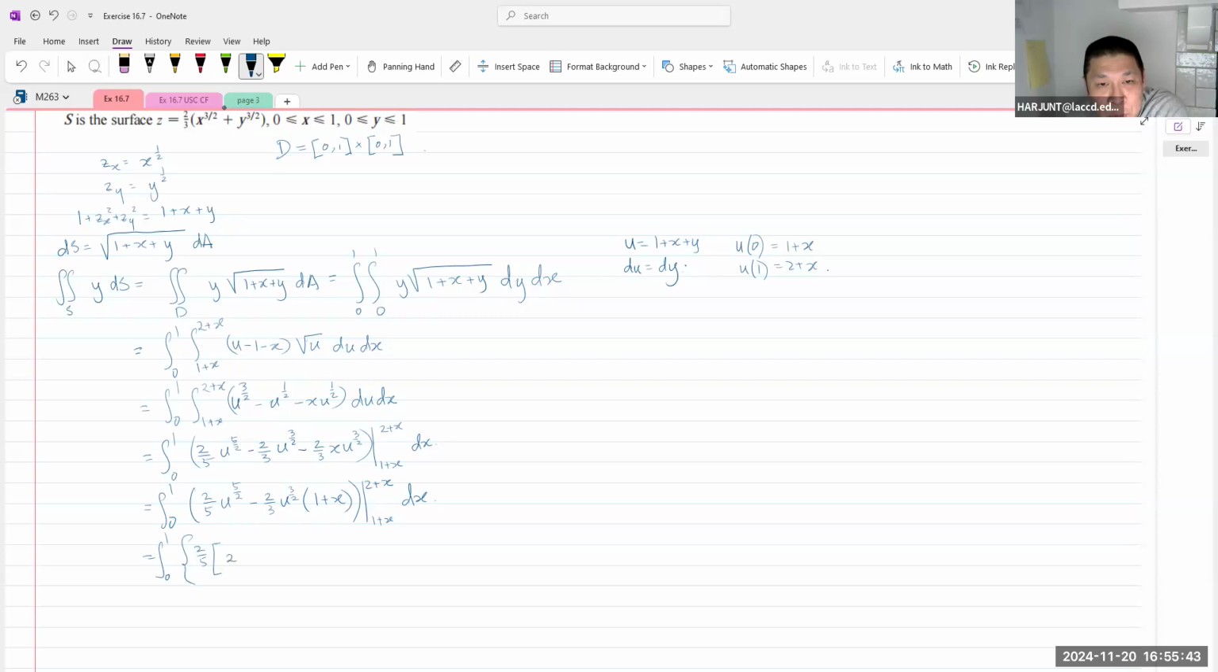So 2 plus x to the power of 5 halves, minus 1 plus x to the power of 5 halves, minus 2 over 3, 1 plus x, and then 2 plus x to the power of 3 halves minus 1 plus x to the power of 3 halves, dx. You ugly.